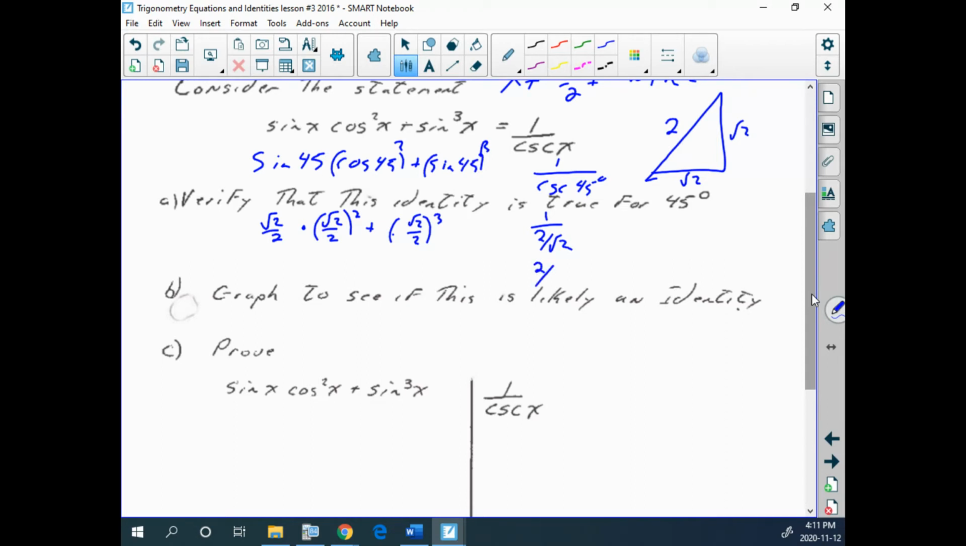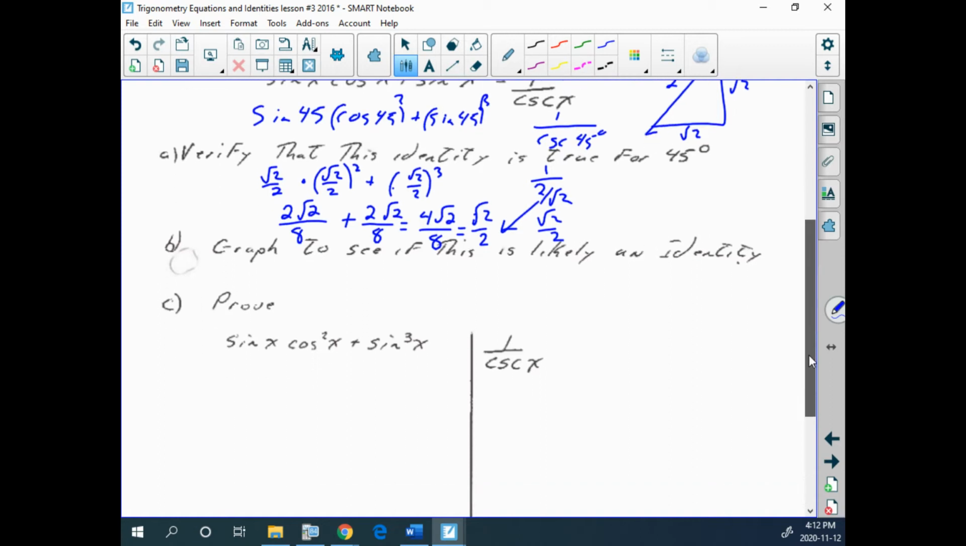This works out to be square root 2 over 2. Now here we have square root 2 squared, that's 2. So our top is 2 square root 2. We have 2 times 2 squared, so that's over 8. Over here, 2 square root 2 cubed is 2 square root 2 over 8. We have 4 square roots of 2 over 8. Reduce that to square root 2 over 2. So the statement is true for 45. I'll leave you to graph that one on your own.